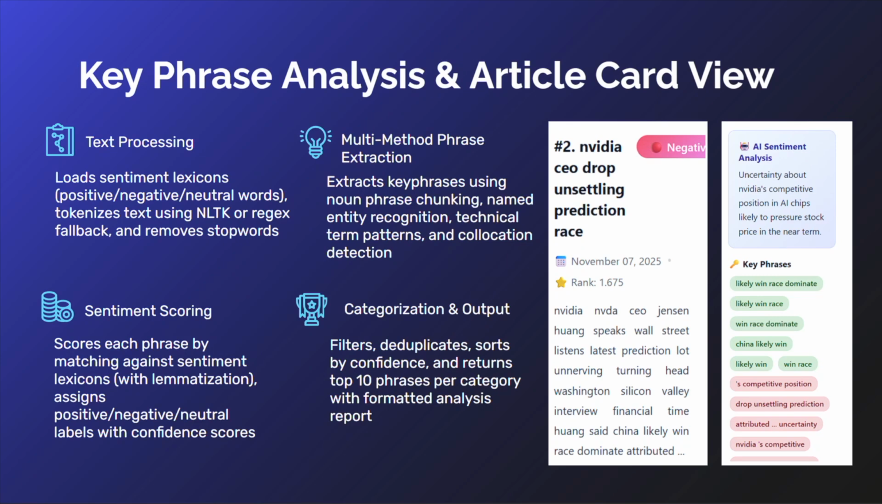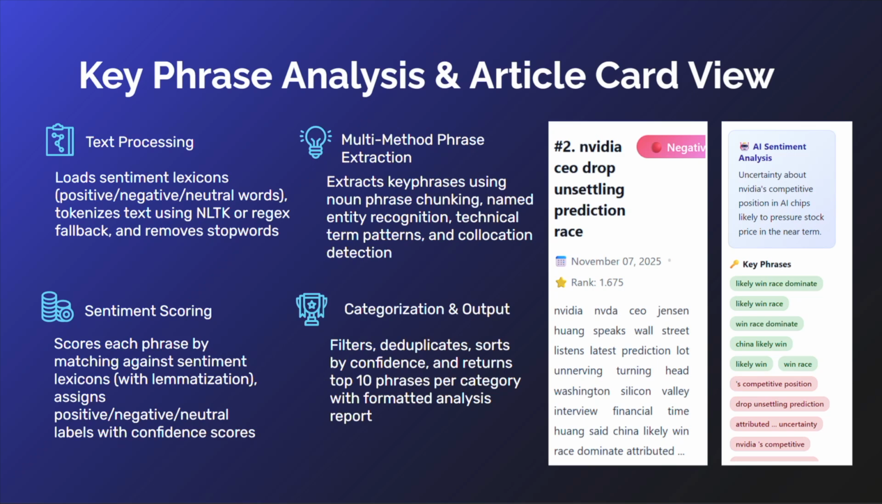Noun phrase chunking and POS-driven patterns pull out descriptive phrases and compound nouns. Named entity recognition spots organizations, products, and executives through capitalization patterns. Domain-aware patterns identify technical terms, acronyms, hyphenated expressions, release quarters, and chip or platform-related compounds. The analyzer also looks for collocations and n-grams to highlight frequently co-occurring word pairs and contextual phrases.